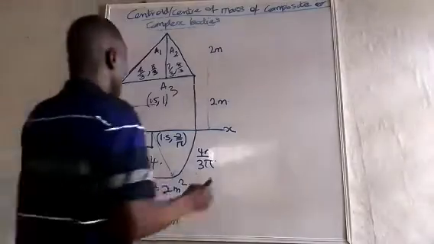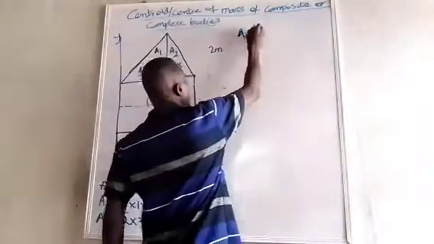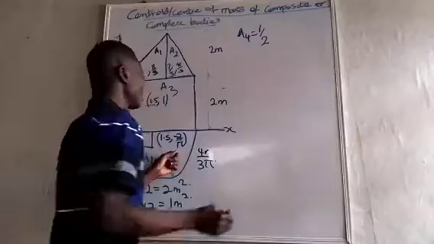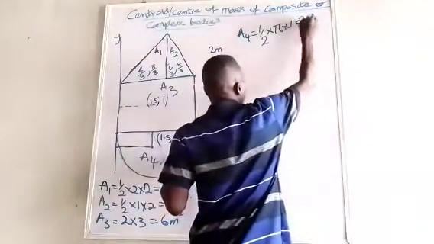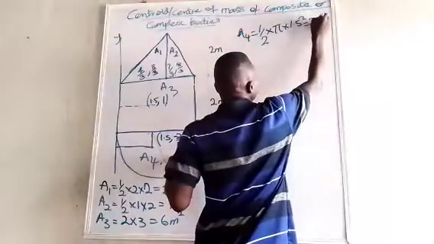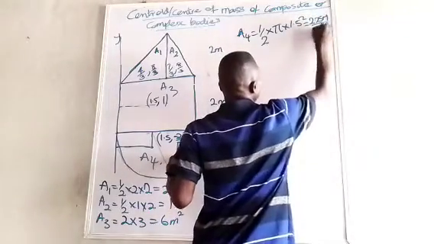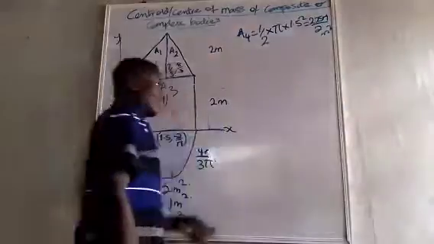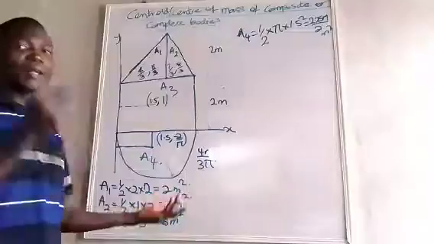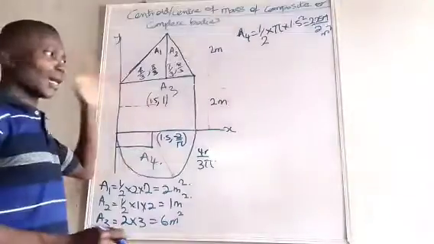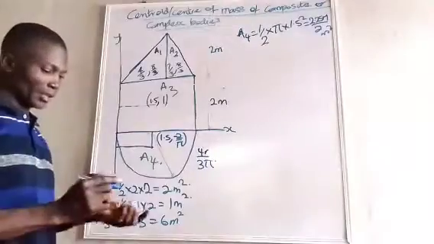For the last one, that is A4. A4 is equal to half, because it is a semicircle, you can see, times pi times 1.5 squared, and that is 2.25 pi over 2 meters squared. So I have found the areas, I have detected the centroid of each shape. Now let us find the centroid of the whole shape.